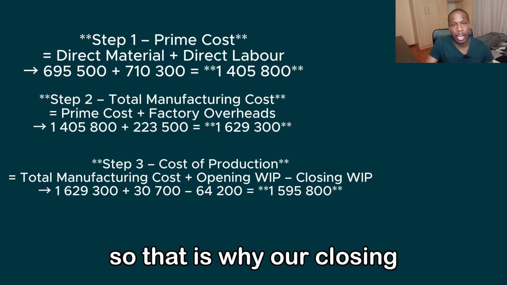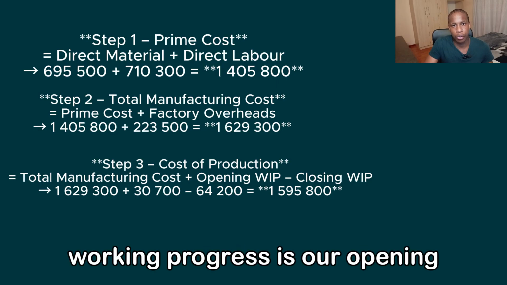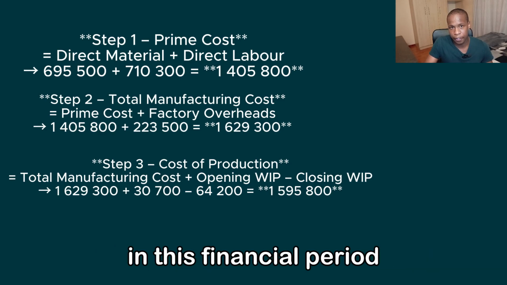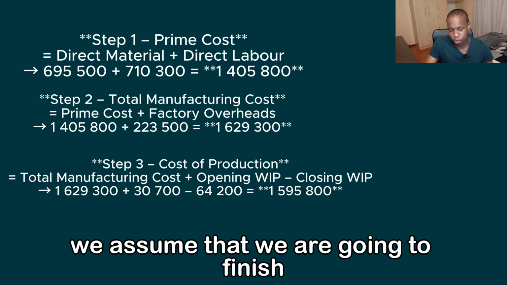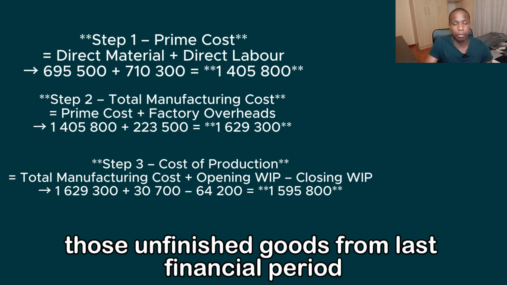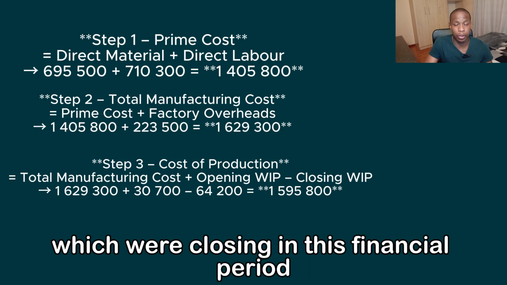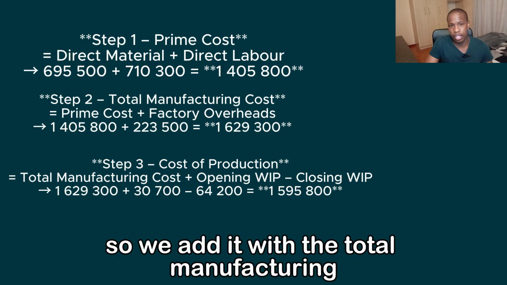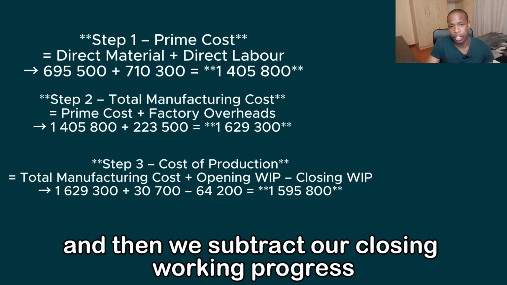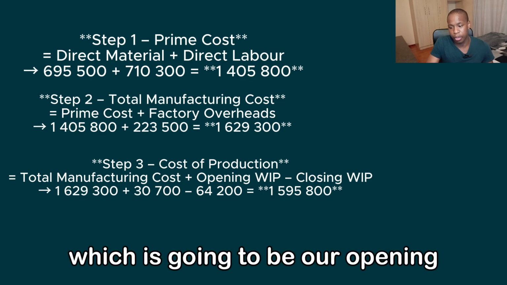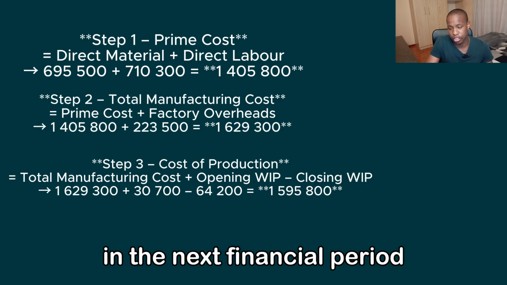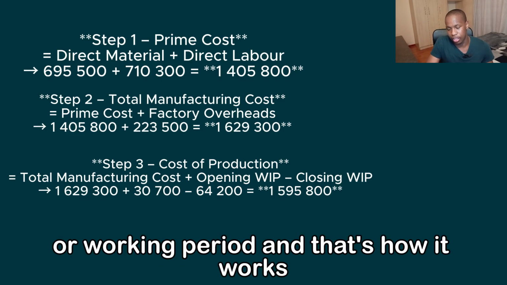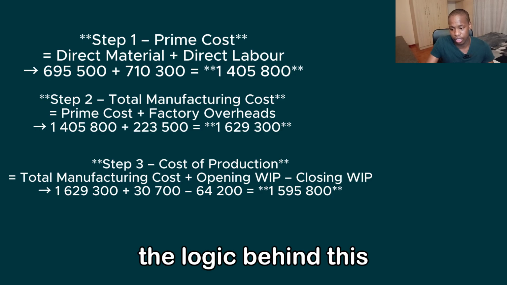So that is why our closing work in progress is our opening in this financial period. We assume that we are going to finish those unfinished goods from last financial period, which were our closing, and this financial period is our opening. So we add it with the total manufacturing, and then we subtract our closing work in progress, which is going to be our opening in the next financial period or working period. And that's how it works, the logic behind this.